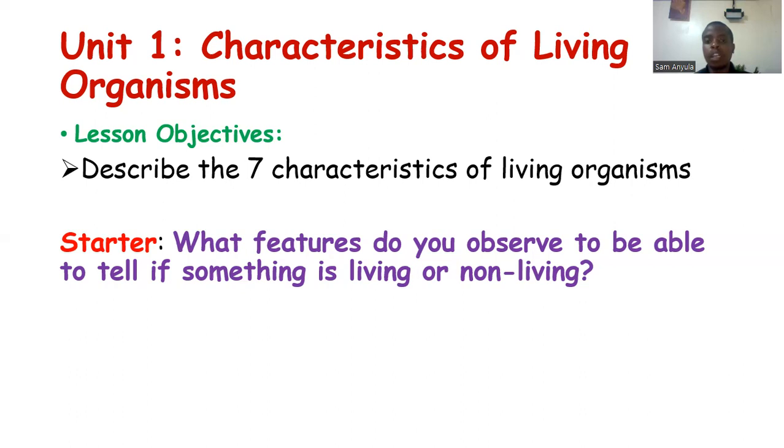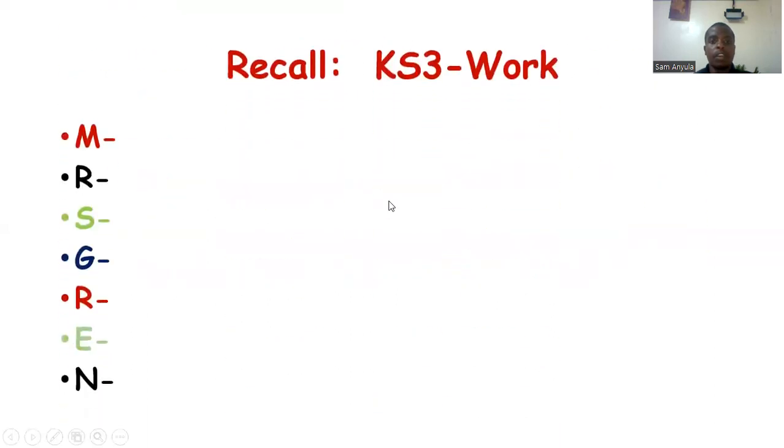to be able to tell whether something is living or non-living. Just think of your environment, the things around you, and how do you tell if that thing which is around you is living or non-living. Now, as we ponder about it, I want us to recall the year 7 work. That is in key stage 3.